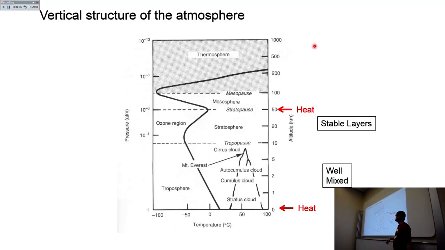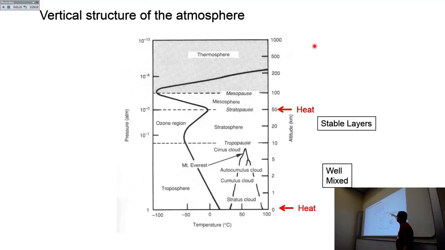So that means that the atmosphere gets heated up here and it gets heated down here. And this is important because if you heat something at the bottom, it gets less dense and rises up, which means that this part of the atmosphere is really, really well mixed.